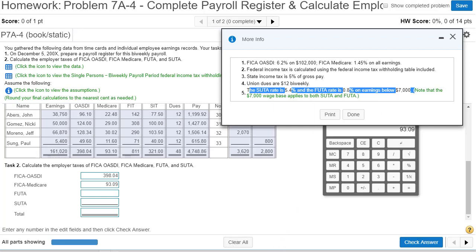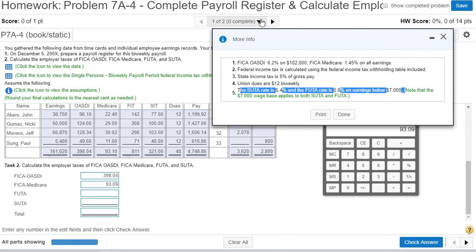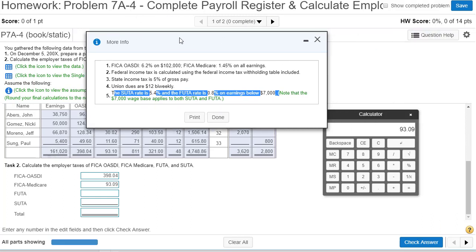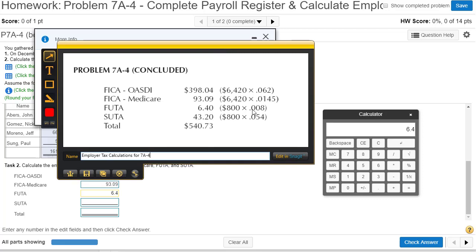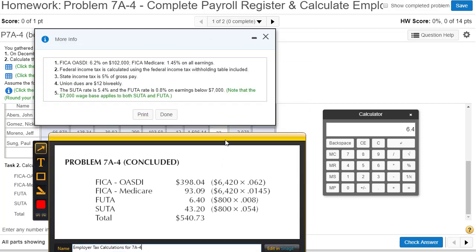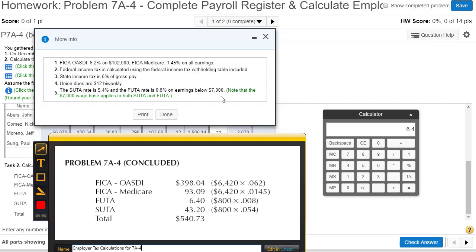So just to show you how we got that, I'm going to clear this. I'm going to say $800 taxable times 0.8, hit the percent, and that gives us that $6.40 that is in the screenshot. So that's how we calculated this $6.40. $800 taxable. And SUTA also has the same wage base according to this up here. So it also has $800 taxable.